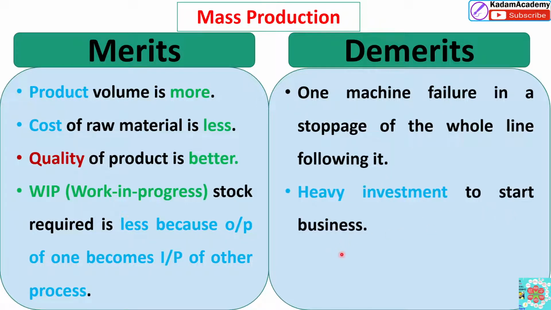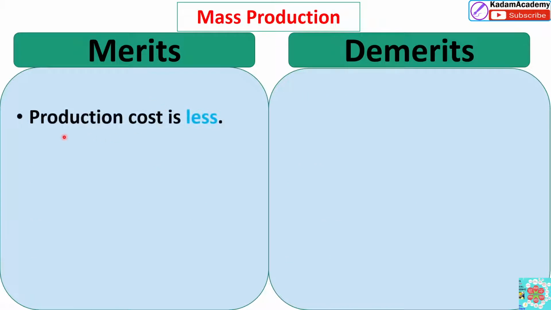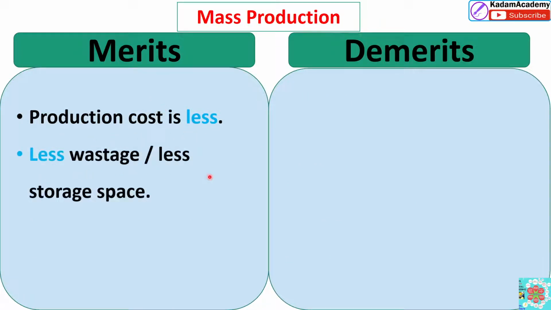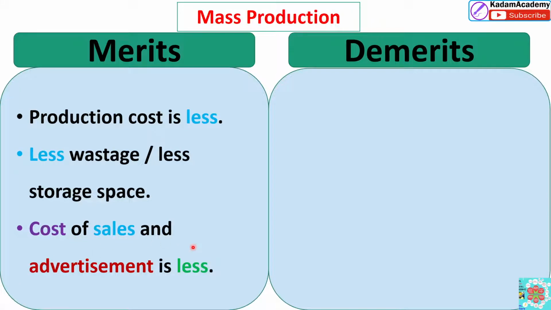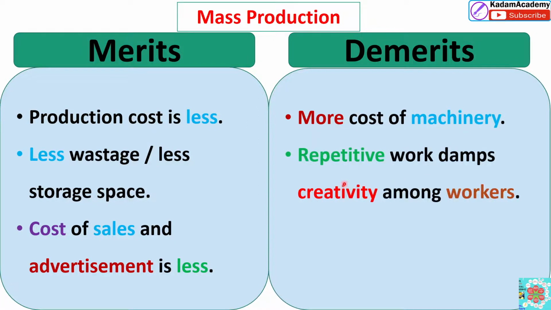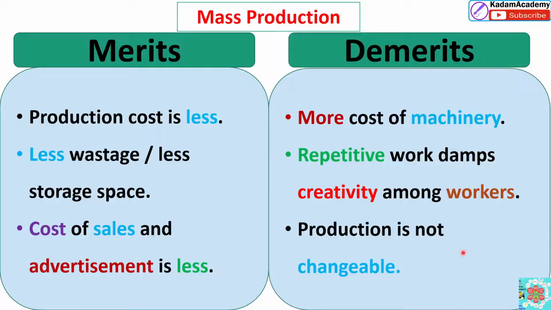Heavy investment is needed to start the business, and there are big losses if the product fails. Other merits: the production cost is less, wastage is less, storage space is less, and the cost of sales and advertising is very, very low. There is more cost on machinery, and repetitive work dampens the creativity of workers. Continuously they are doing repetitive work, so creativity goes on decreasing. The production is not changeable. Once the production and design are decided, the same is continuously repeated in mass production.